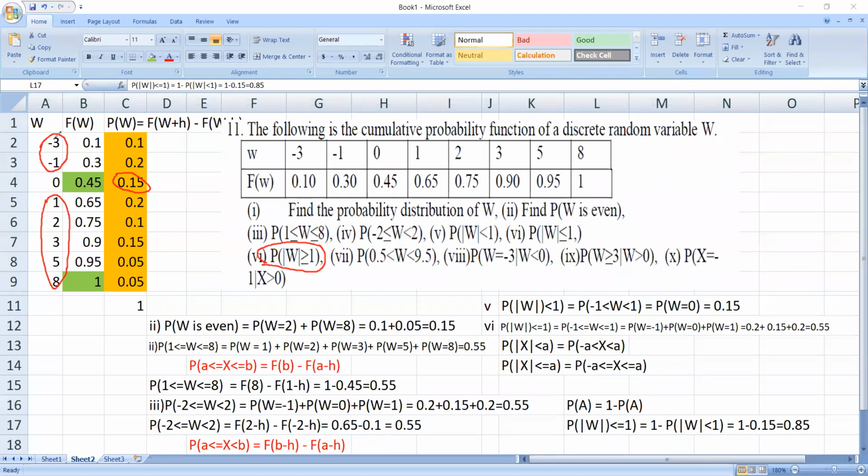Now our range is split into two cases: mod W greater than or equal to 1 and mod W less than 1. Therefore, the two are complementary to each other. So I can say 1 minus 0.15 also. Yes, Kiran, correct.